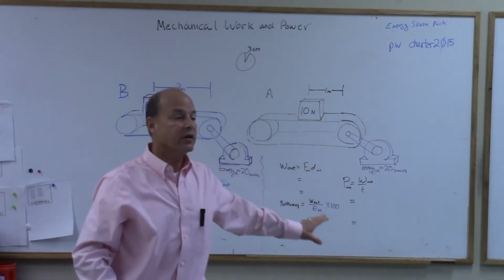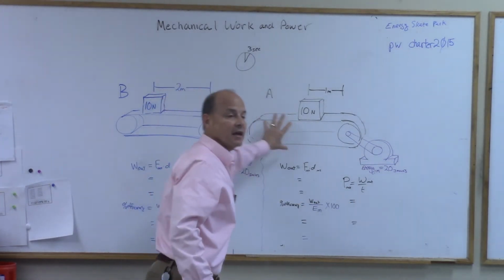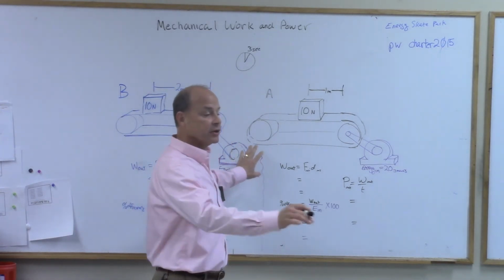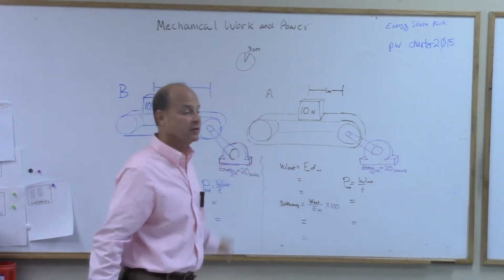I'm going to give you an example that was on the back page of your packet. On the back page of your handout, it talks about two conveyor belts. Conveyor belt A and conveyor belt B. You don't need to look at the description on the back page of your packet because I'm presenting this information to you.